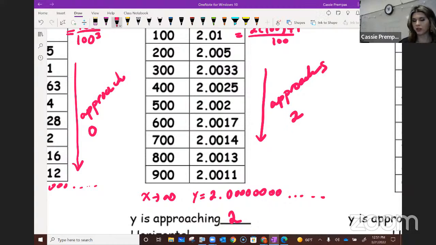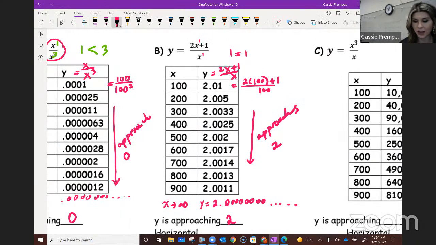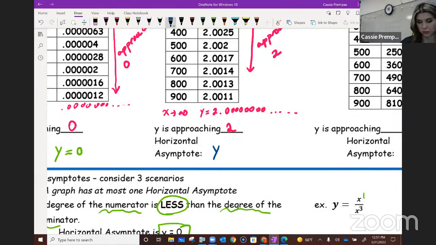Now, if you're wondering where did 2 come from in the equation? 2 is actually the number in front of the x. Notice that this number's 2 and this number's 1. That's what the horizontal asymptote will be if the degree of the numerator equals that of the denominator. So in this case, the horizontal asymptote is going to be y equals 2, but you might even just want to write 2 over 1 so you can see where those numbers come from.